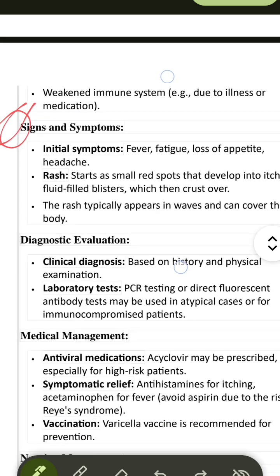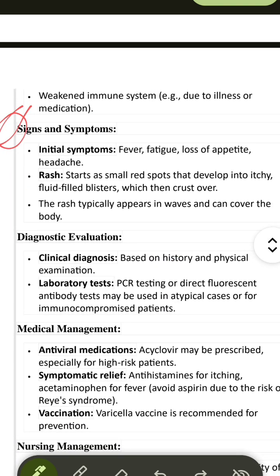Signs and symptoms in the initial stage: fever, fatigue, loss of appetite, and headache. Next, the rash starts as small red spots that develop into itchy, fluid-filled blisters, which then crust over. The rash typically appears in waves and can cover the body. So these are the signs and symptoms of chickenpox.